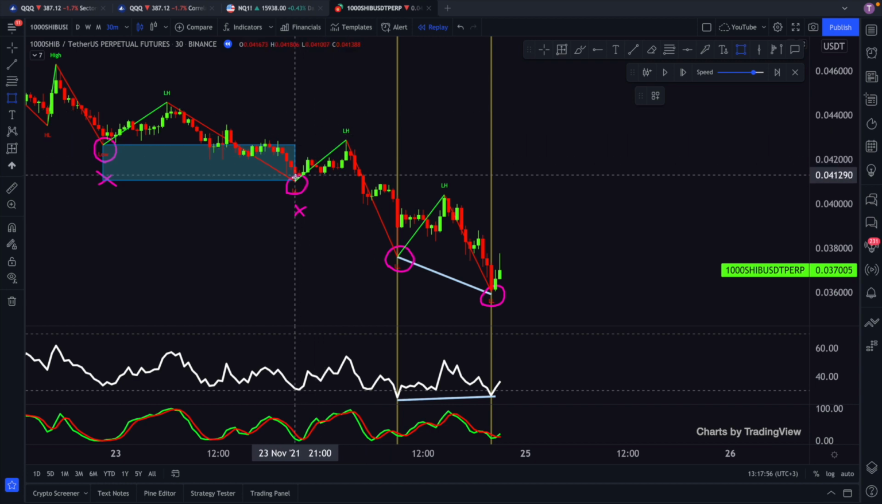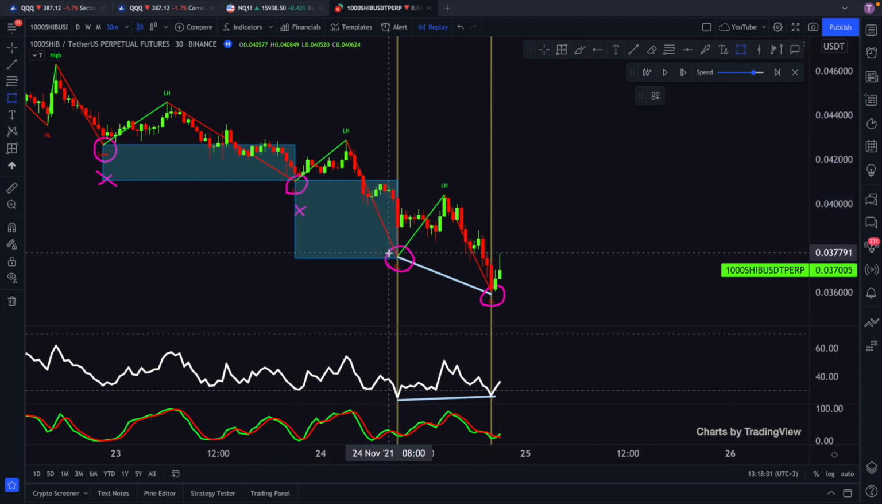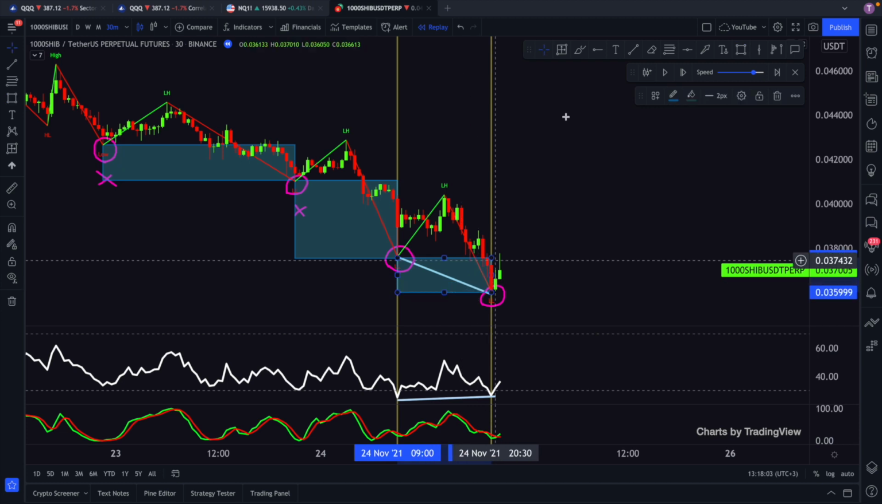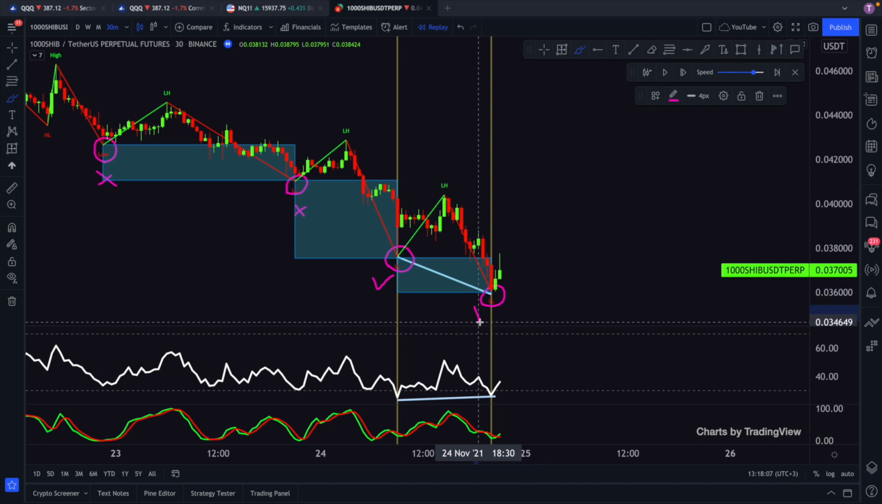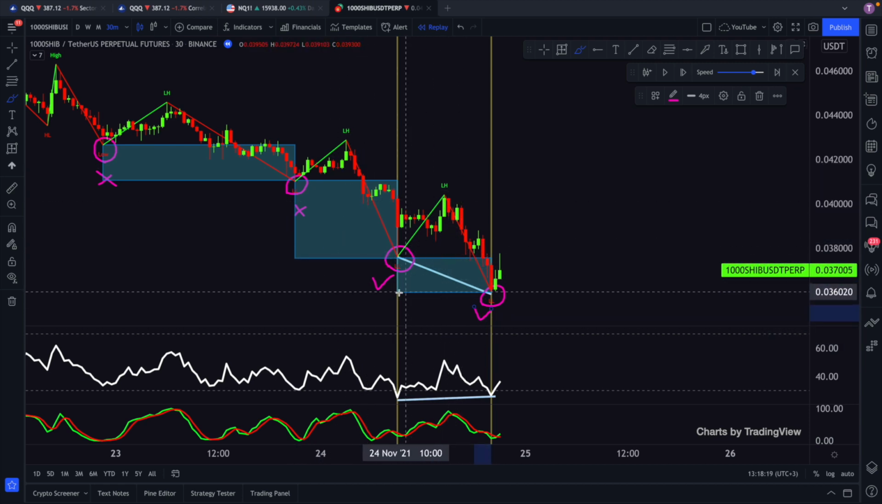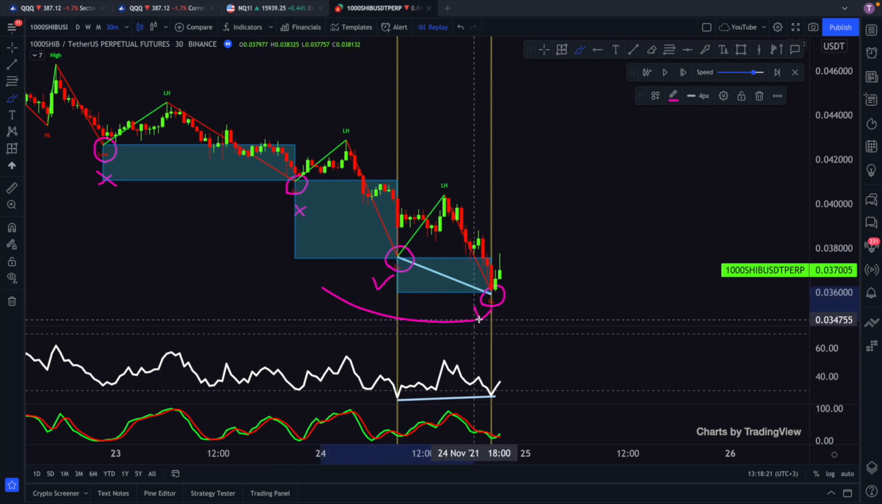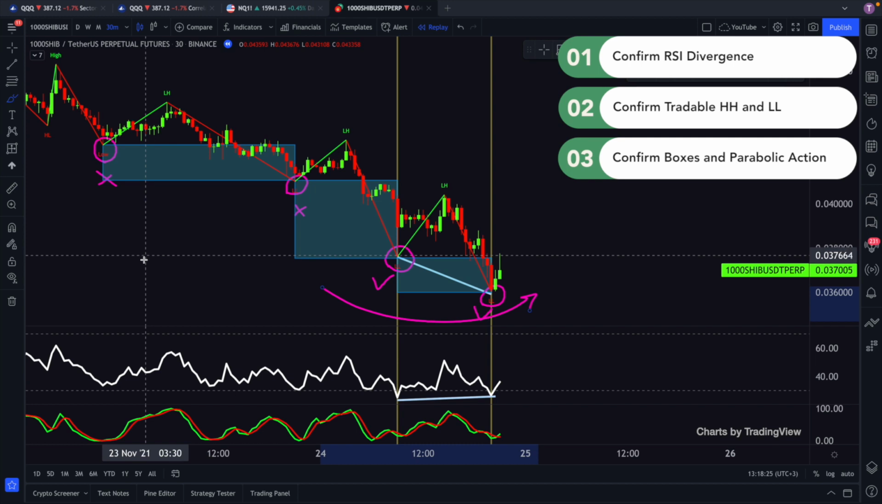As you can see, the second box is bigger than the first box. Although the third lower low is a tradable bottom, due to the box size, I never traded. However, our third box is smaller than the second box. This is great, a change in momentum which I love. Step 1, 2, 3, checked now.